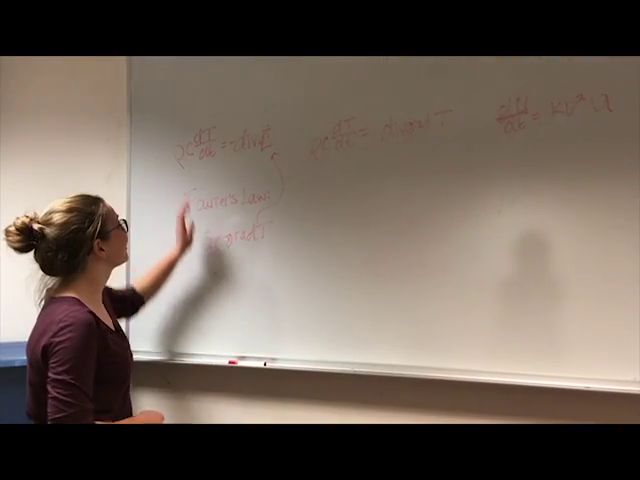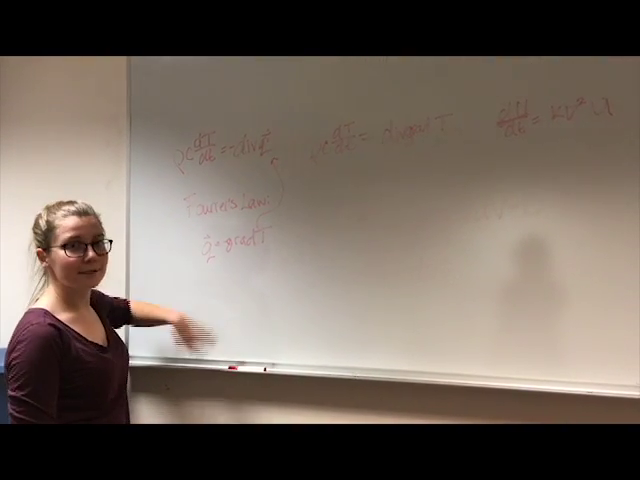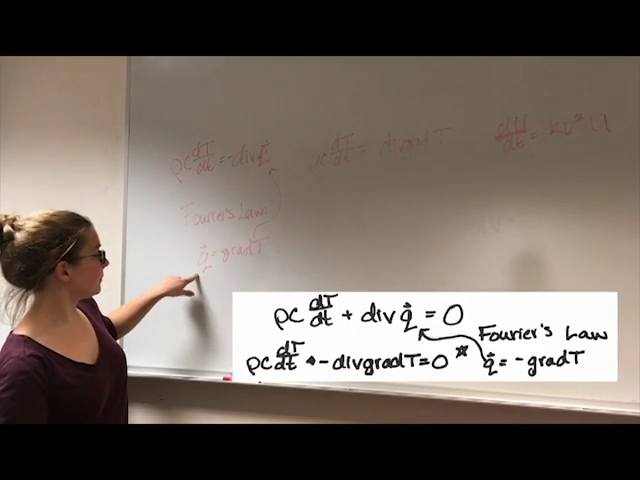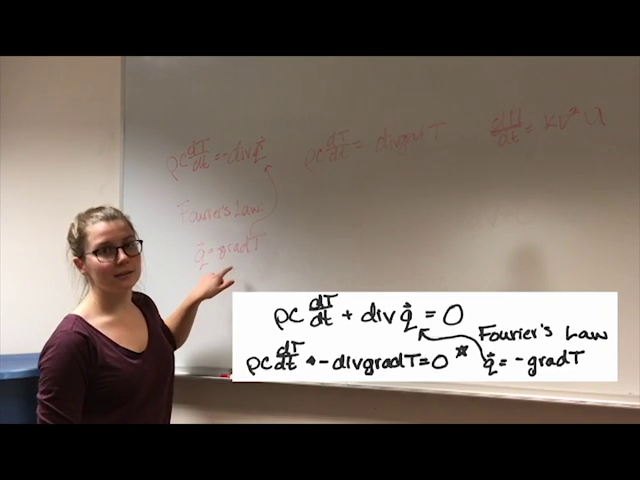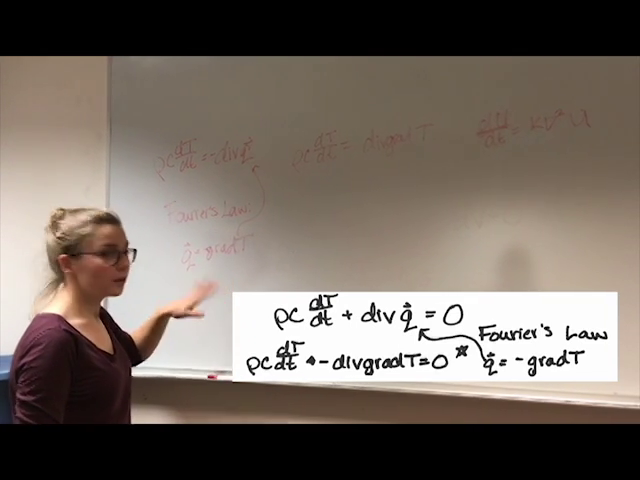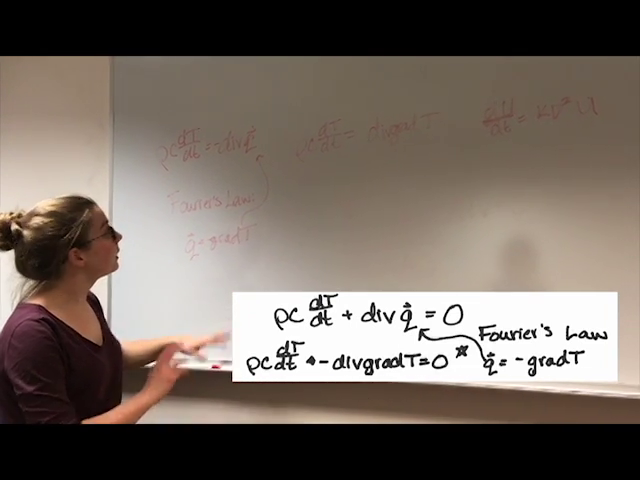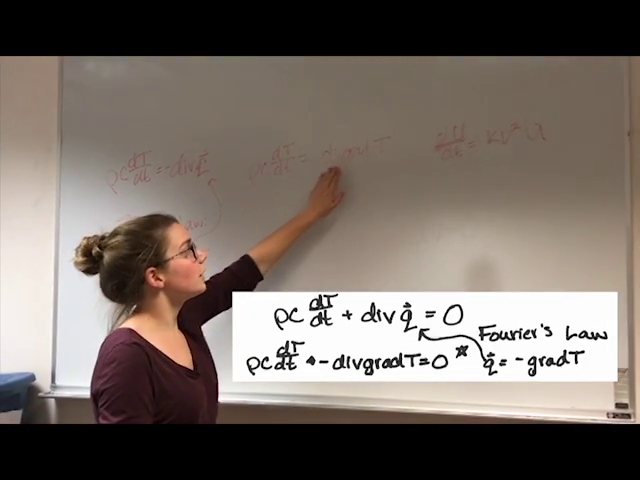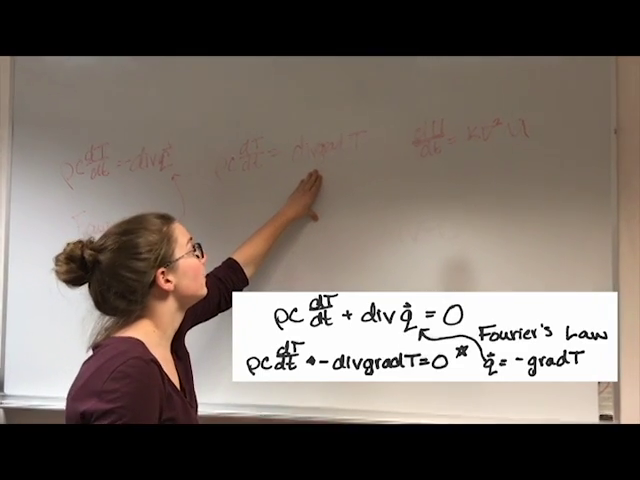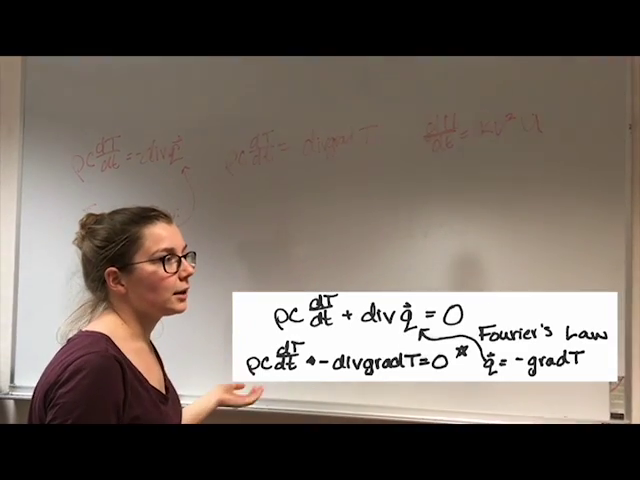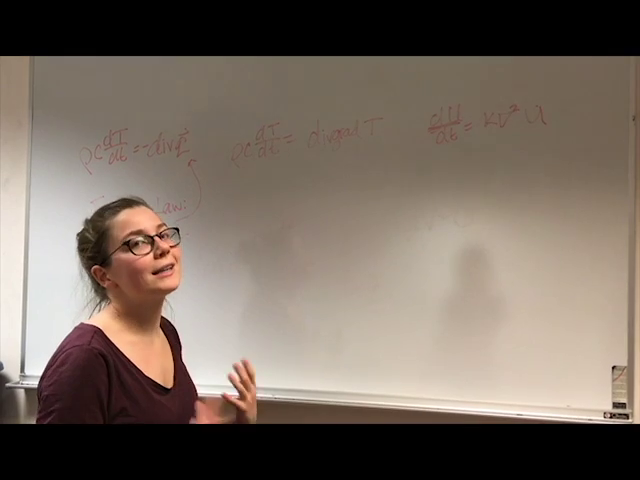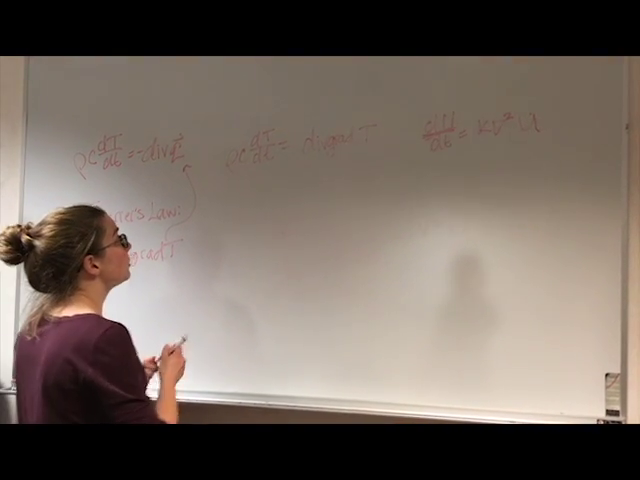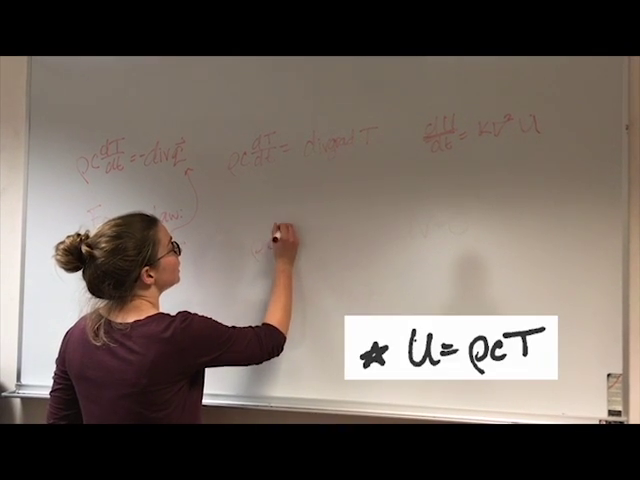Okay, so we have our equation from before, and we also have this new equation called Fourier's law, which is that the heat flow Q is equal to the negative grad of T. So we do a little substituting in, and we get our previous left-hand side from before, and now it's equal to the div grad of T. Now you might be saying, well, that T is temperature, but we want heat. Well, if you recall, heat is equal to rho c T.